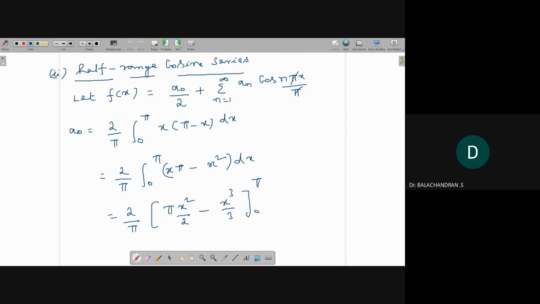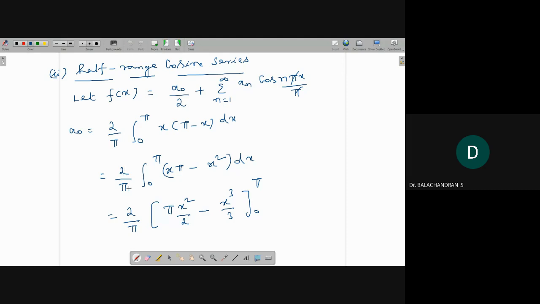First part. So here f of x is what? a naught by 2 plus summation n equal to 1 to infinity of an into cos n pi x by L. L is pi gets cancelled. So we need to first find a naught. a naught is what? 2 by L. L is pi. Integration 0 to L, L is pi. f of x is what? x into pi minus x into dx.